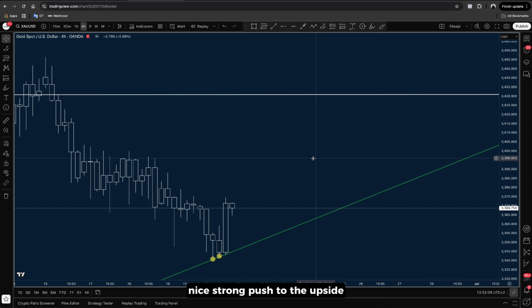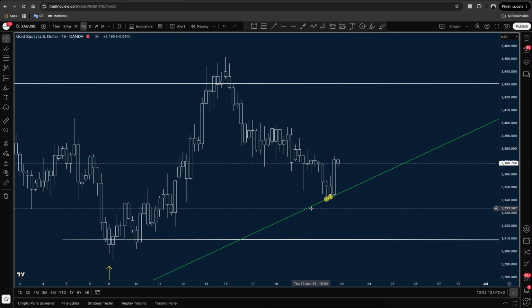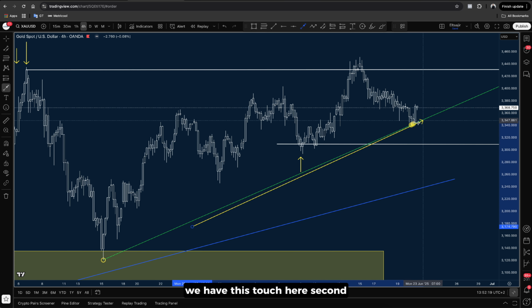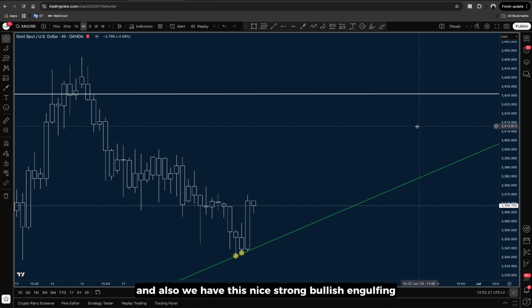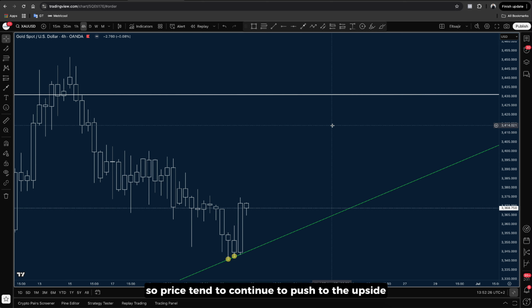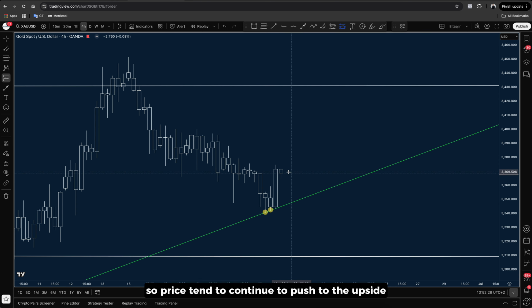Nice strong push to the upside. What is the first thing that comes to your mind right now? You would say, okay, according to all the books I've read, we have this touch here, second, third, and also this nice strong bullish engulfing, so price tends to continue to push to the upside.